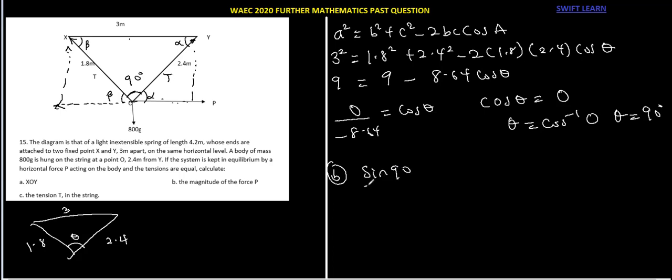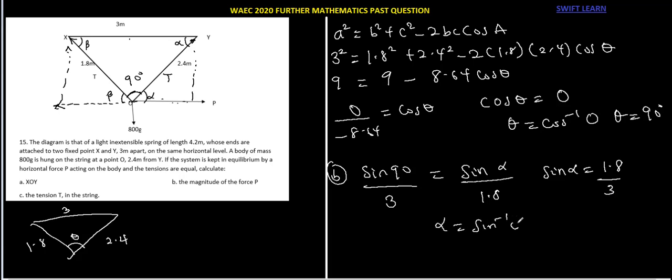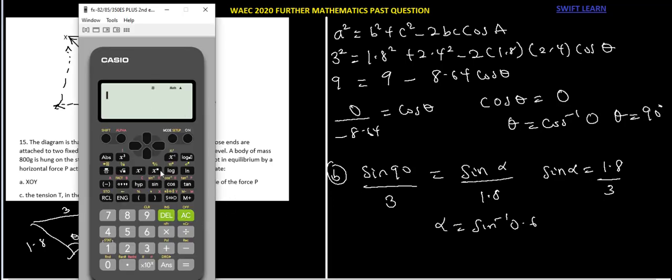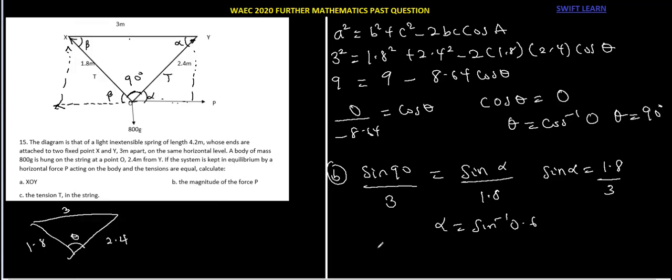Sine rule, I will say sine 90 divided by what is opposite to it, which is 3, equals sine alpha divided by 1.8. So my sine alpha will be equal to sine 90, which is 1, times 1.8 divided by 3. So alpha will be what? Sine inverse of 0.6. What is sine inverse of 0.6? It is 36.87. So my alpha here is equal to 36.87.